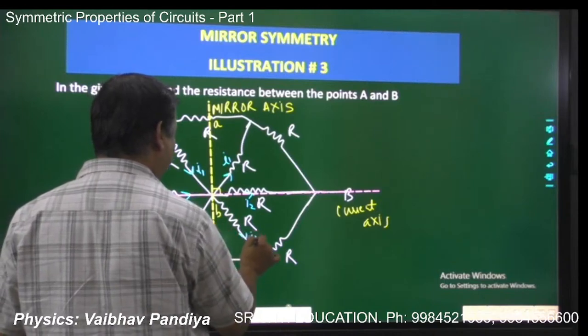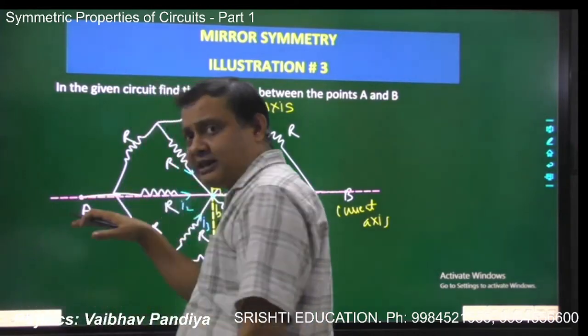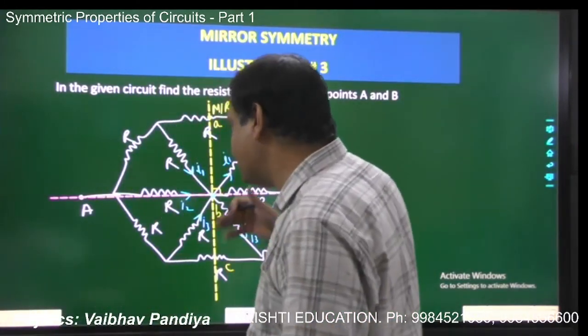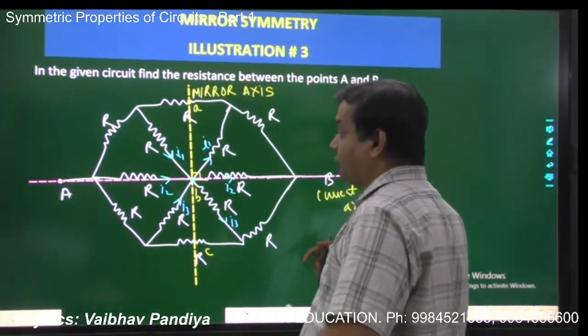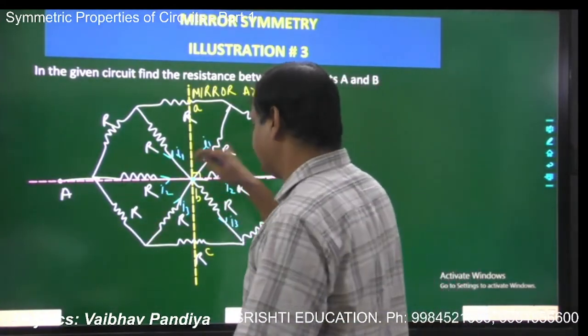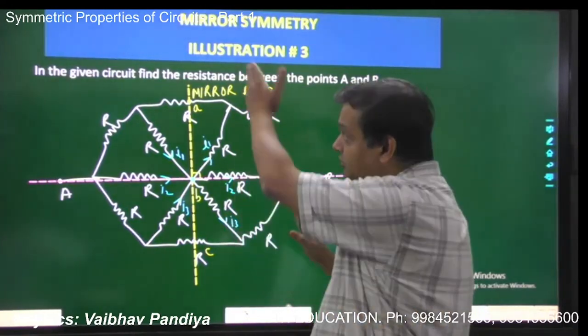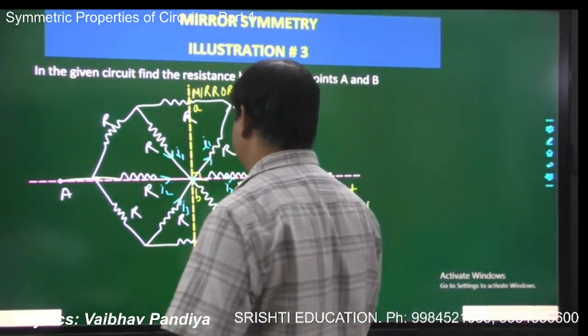In this circuit, there will also be the properties of parallel axis of symmetry, but right now I'm not going for those properties since we have not studied the parallel axis of symmetry yet. That we will study in lecture 2. We can also solve this circuit by parallel axis of symmetry, but right now we are limited to perpendicular or mirror axis of symmetry.